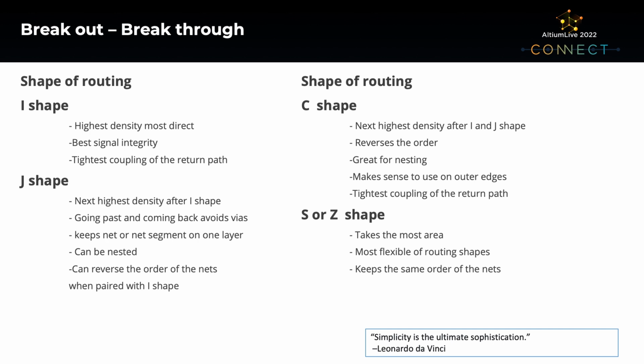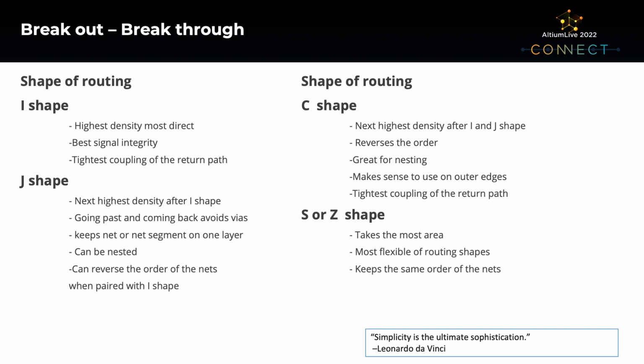And then C shape type nets are the next highest density after I and J shape. This is also going to reverse the order. Great for nesting. It makes sense on the outer edges. So if you have a layer bias on the outer edges, a C shape kind of routing is going to be very effective for those types of areas. It's also going to give us nice tight coupling to the return path, and it makes sense around the edges.